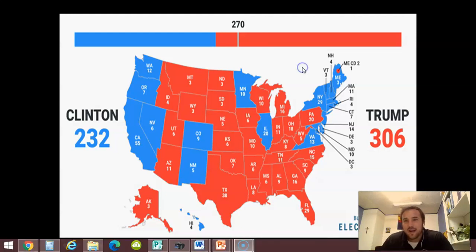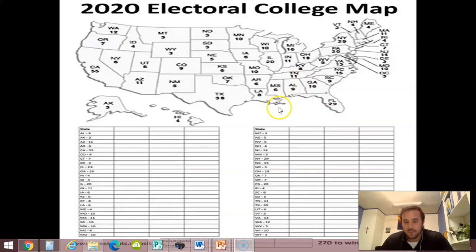Now, to kind of help you out, here's your assignment. I know it's kind of small because I had to try to fit it on this page, but way down here, you can see that you have 270 to win. And these are all the states in alphabetical order according to their abbreviation. Arizona is AZ.